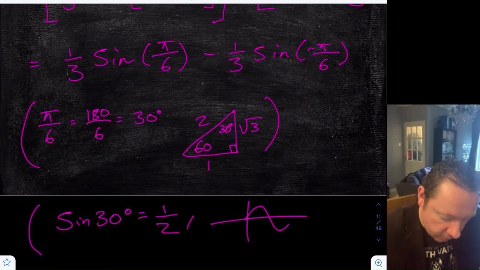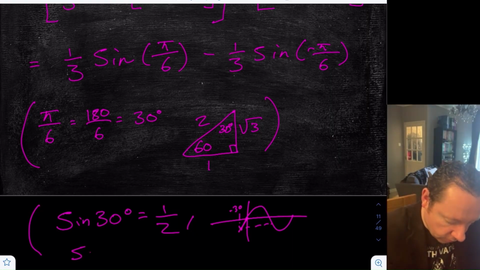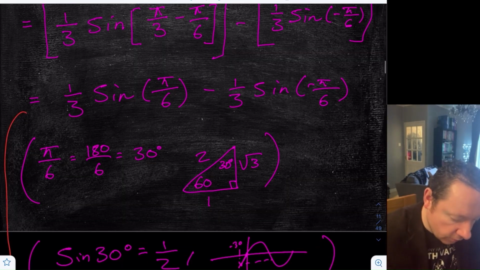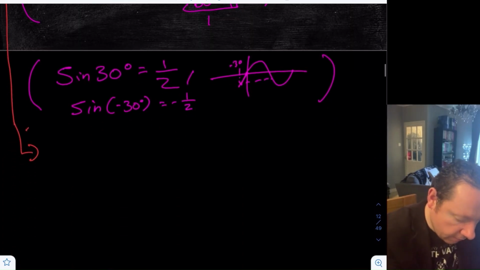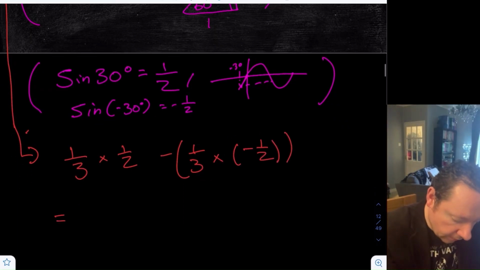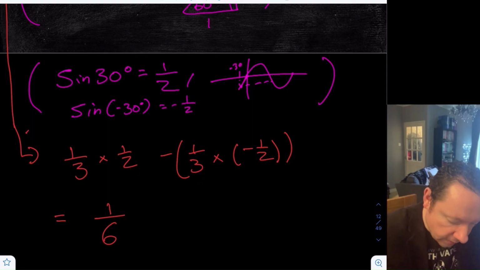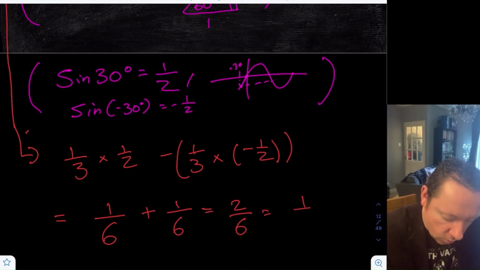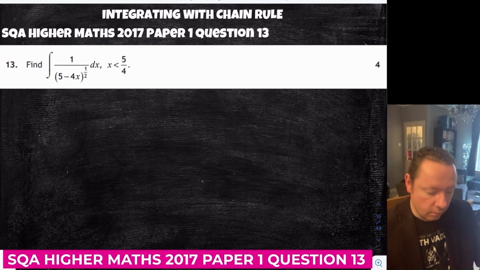If you think of a sine graph or a CAST diagram, you can see that minus 30 would be about here. It's obviously minus a half for the sine of minus 30 degrees. 1/3 of the sine of 30, so 1/3 times a half, minus 1/3 times minus a half. So 1/3 times a half is a sixth. 1/3 times minus a half is minus a sixth. So plus another sixth because of minus times a minus. That is 2/6. That is 1/3. And we're done there.